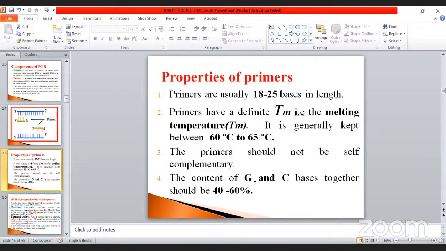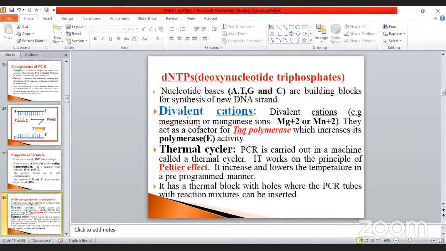The content of guanine and cytosine, what percentage is it based on? 40 to 60% should be there. And then what are the deoxynucleotides? There are 4 nitrogen bases present in it. That also. Divalent cations, magnesium and also Mn, are very essential, particularly for Taq polymerase.